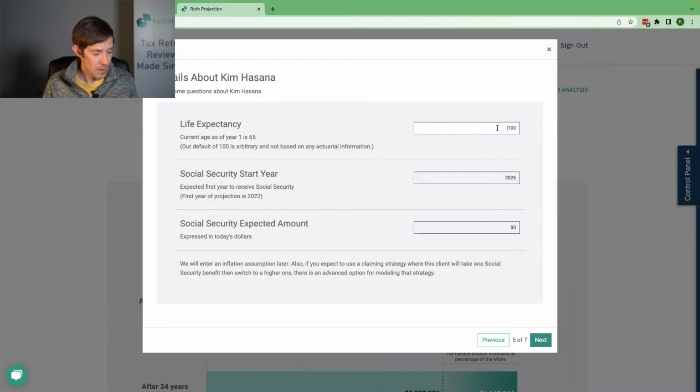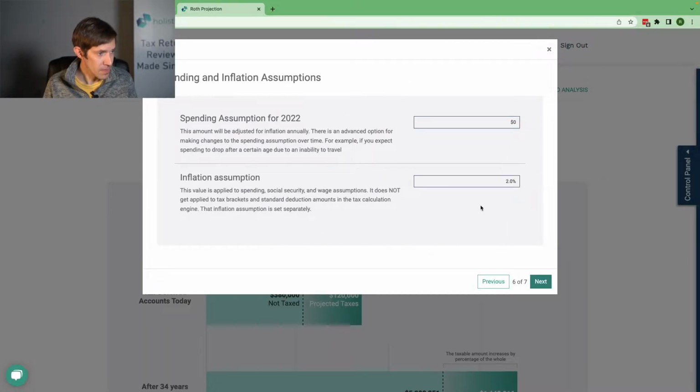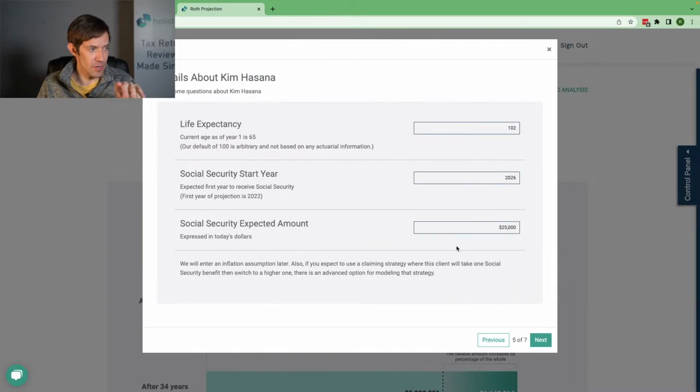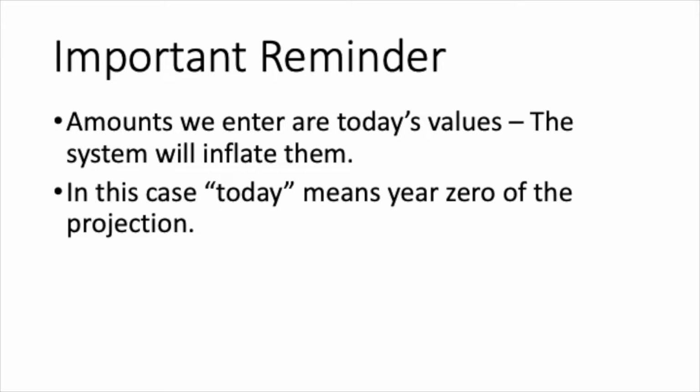All right, moving on. Let's have this person live to 102 also. Let's give them $25,000 in Social Security. Spending. Let's say they spend $130,000 today. Now, whenever we're entering amounts, so let me go back actually, Social Security. This $25,000 I just entered for Social Security, even though it's happening in 2026, I'm going to enter it in today's dollars. The system will automatically inflate it, right? So I don't have to come up with whatever it's going to be in 2026. I put it in today's dollars, and then we have an inflation assumption later on.